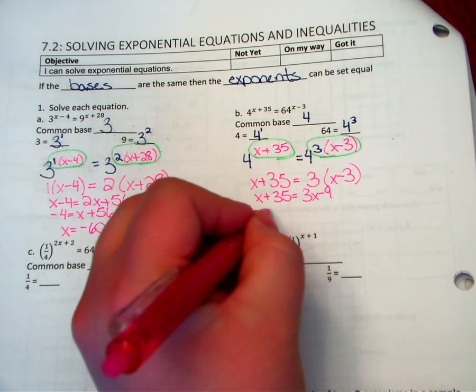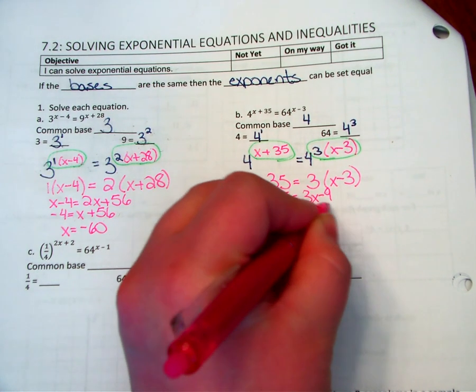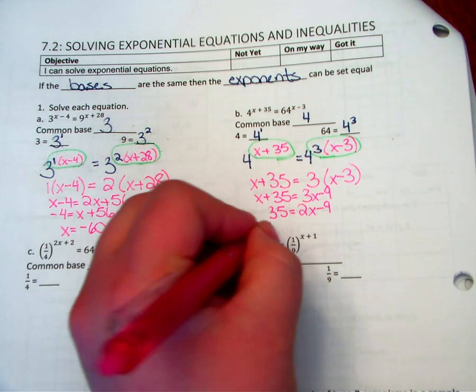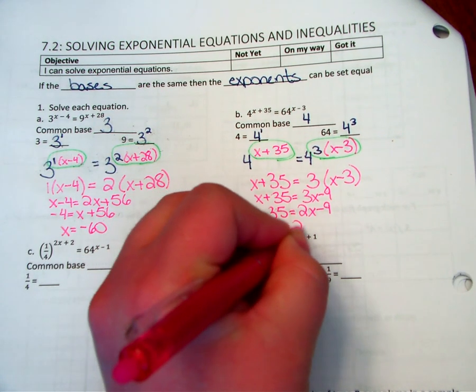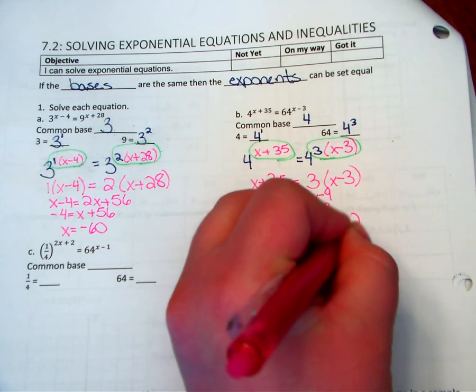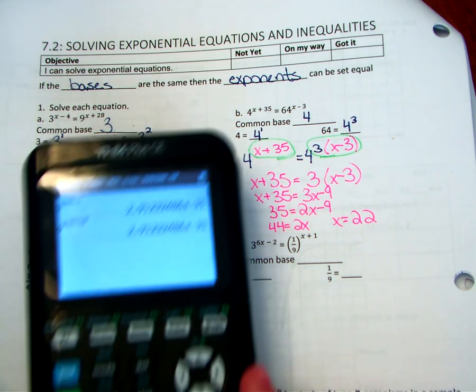Subtract x from both sides, add 9 to both sides, and then divide by 2. Once again, we should be able to check it on our calculator to make sure that we're getting the right answer.